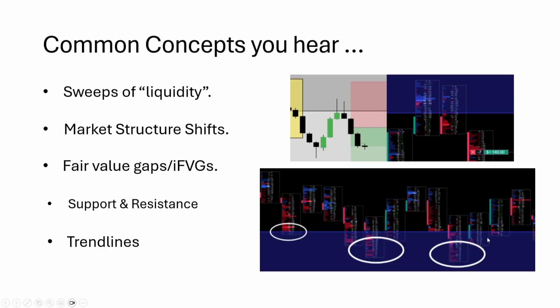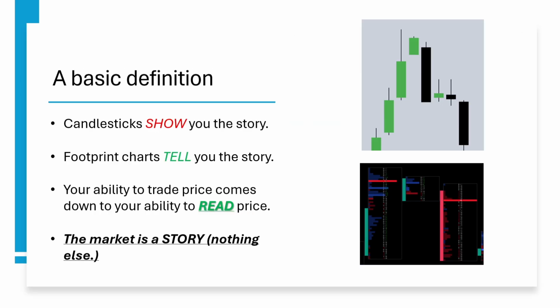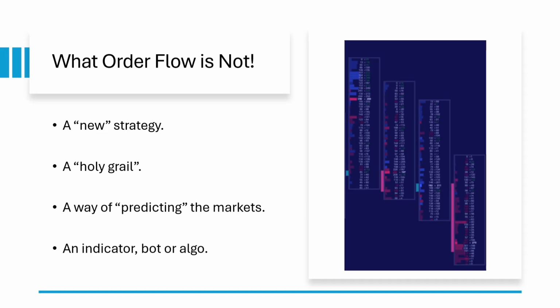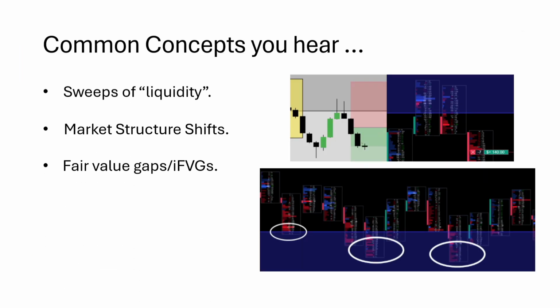Trend lines, right? None of this is necessary if you're trying to read the story, because that's what we're trying to do. Remember this slide over here. Your ability to trade comes down to your ability to read price, because the market is a story, and every story has main characters. Your ability to read the story, and more importantly, understand what the main characters are doing, will give you an edge. These things you see on the screen will not give you an edge.